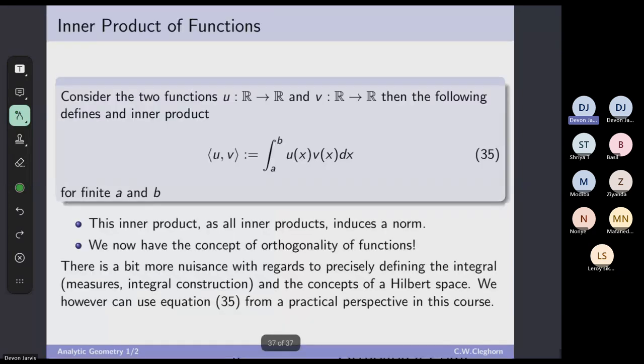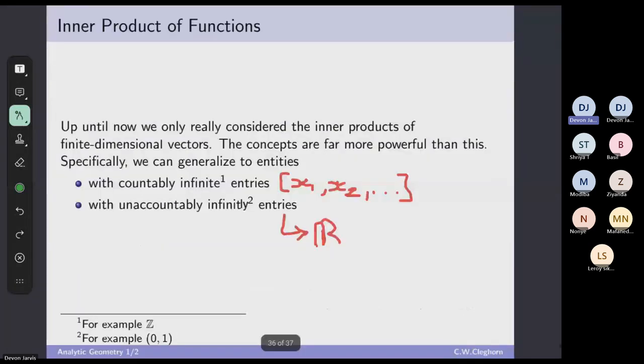The most common example of that is if you do integration over a function. This comes up a lot in functional analysis. So if you consider two functions, u and v, both taking in a scalar and producing a scalar, then these are uncountably infinite spaces. The difference between a countably infinite space and an uncountably infinite space is, for example, that a countably infinite space is the integers.